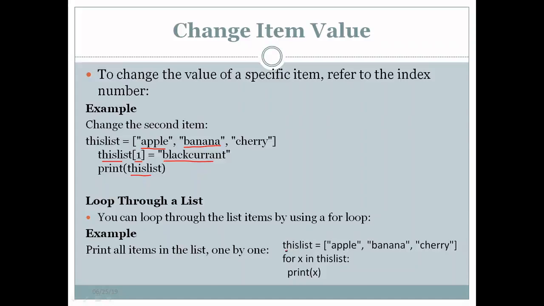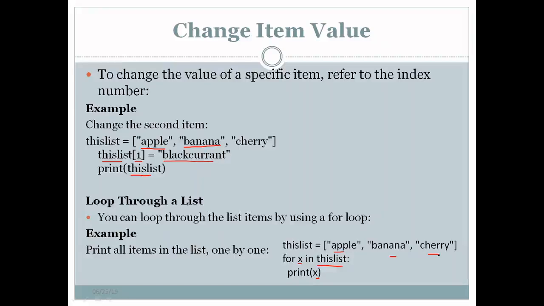So you can see in this example we have a list which contains apple, banana and cherry, and we can loop through all these items and print them by using a for loop, that is, for x in this list, print x. So every time the loop executes, one item from this list is assigned to x and we are printing x, so it will first print apple, banana and cherry. So this is how we can loop through a list and print all the elements from a list.